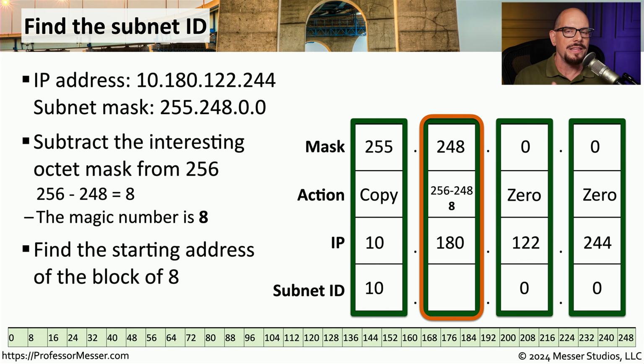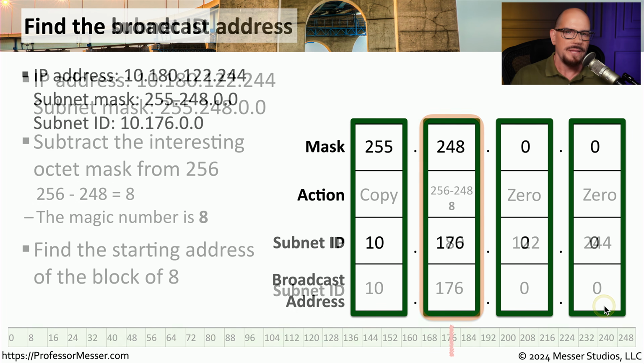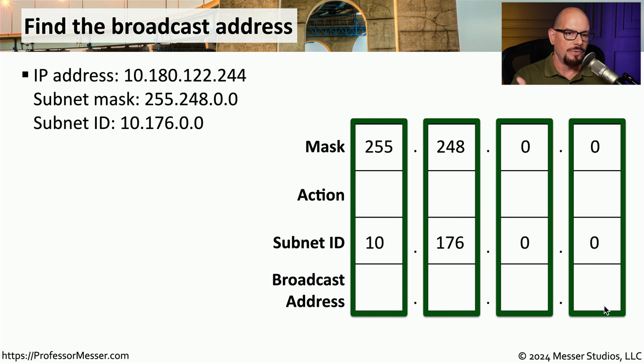Now we need to find the IP address that is the starting for this particular block. If we look at our interesting octet, we know that the IP address is 180. So if we look at our chart, we can find that 180 is in the block starting with 176. Since that starts with 176, we can simply fill that in, which means the subnet ID for this example will be 10.176.0.0. Now we need to find the broadcast address for this example.